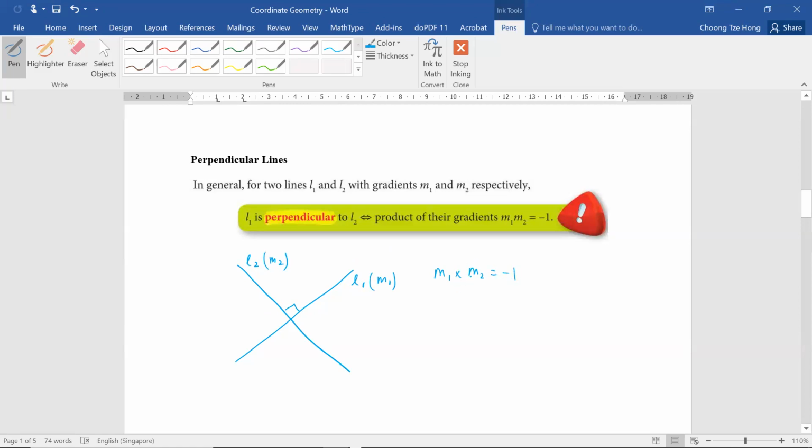So this is actually a very useful thing that you'll use very often to solve coordinate geometry questions. Let's say I want to find the gradient of line number 2, but I'm not given any coordinates of any points on L2. So I can't use y2 minus y1 over x2 minus x1 to find its gradient directly. But if I know the gradient of a line that is perpendicular to it, then I can use this relationship to find the gradient M2. So this is for perpendicular lines.